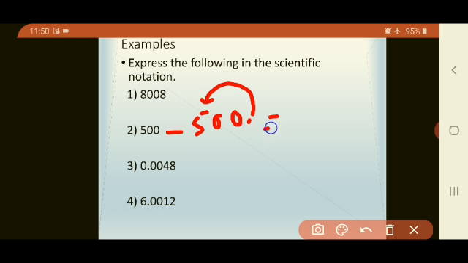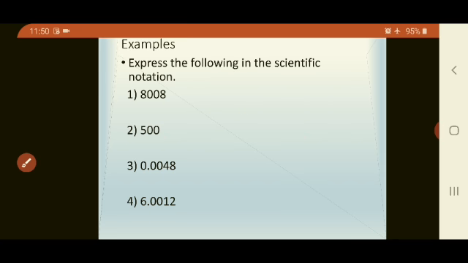So when we are writing this, we have to write 5.00 into 10 to the power. How many places have we shifted? 2 places. Which side have we shifted? Left hand side. So this should be positive. I hope, yes, did you understand? Okay. We'll go for the next one.